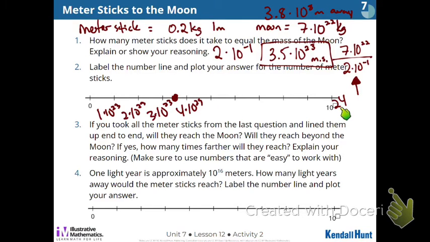It's an incredibly large number. Our factor of 10 on the high end needs to be 10 to the 24th. Each one of these is a 1 times 10 to the 23rd. So 2 times 10 to the 23rd. And right here's our 3.5.